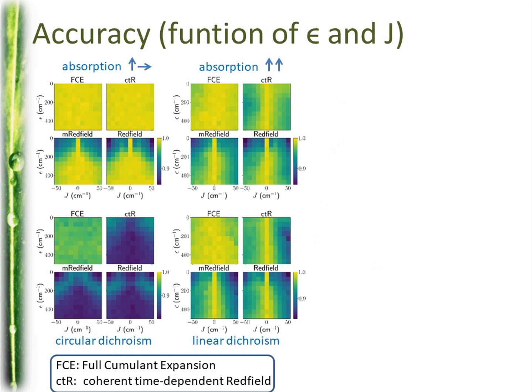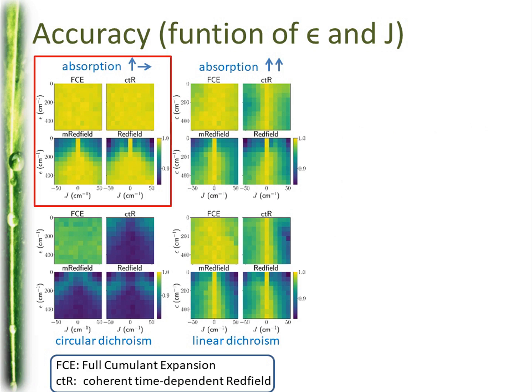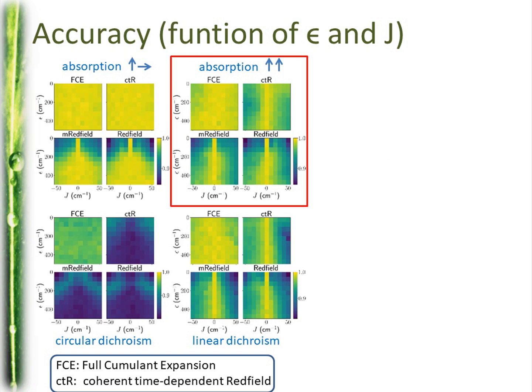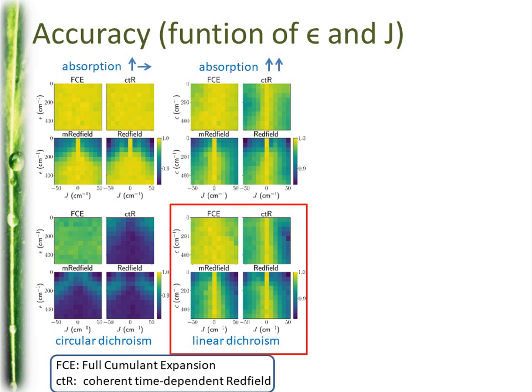Such a comparison is shown here as a function of the energy gap and the coupling between pigment molecules for a dimer system. The warmest color represents the best accuracy. The comparison is shown for absorption spectra with perpendicular dipole moments, absorption spectra with parallel dipole moments, circular dichroism spectra, and representative linear dichroism spectra.